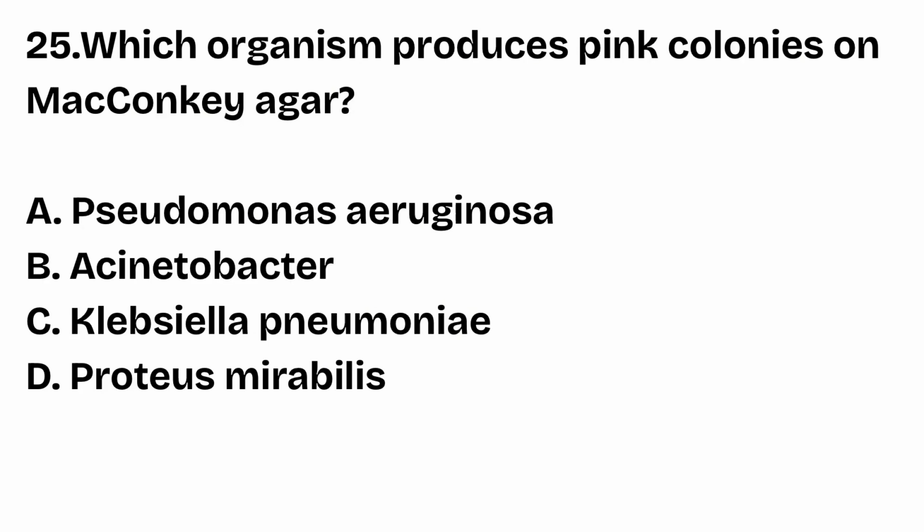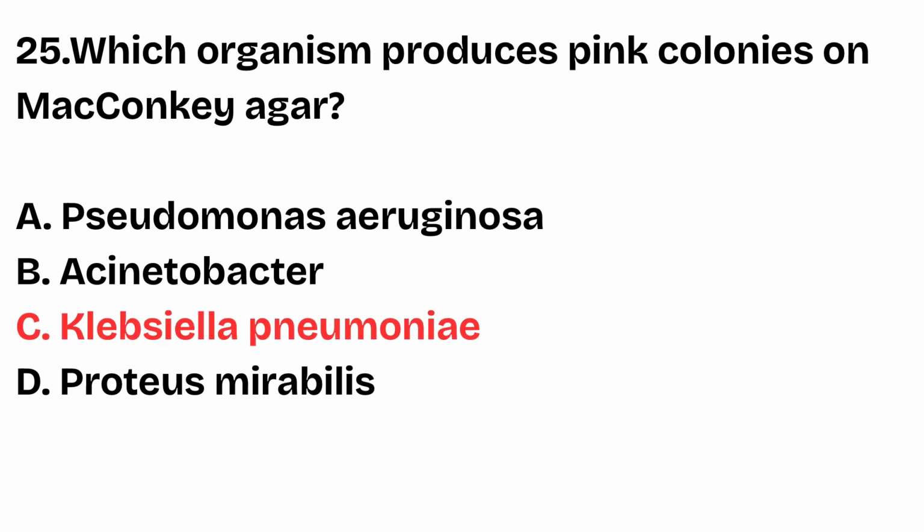Question number 25. Which organism produces pink colonies on MacConkey agar? Pseudomonas aeruginosa, Acinetobacter, Klebsiella pneumoniae, Proteus mirabilis. The right answer is option C, Klebsiella pneumoniae. Klebsiella ferments lactose and forms pink mucoid colonies on MacConkey agar.